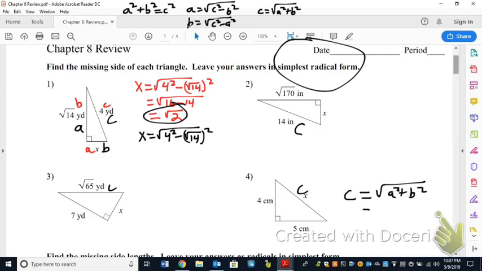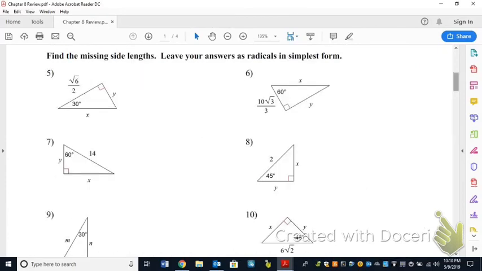c equals the square root of a squared plus b squared. So we're going to go 4 squared plus 5 squared, square root of 16 plus 25, the square root of 41, and that's my answer. The square root of 41 would be 6 point something, and we don't put that down. We leave it as the square root of 41 because that is the simplest radical form. Okay, so these are everybody's favorites.